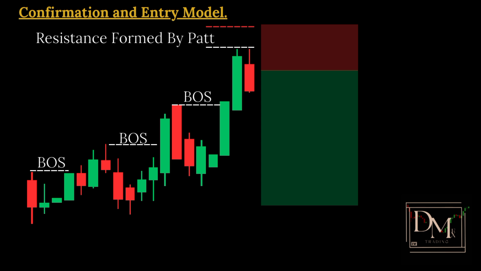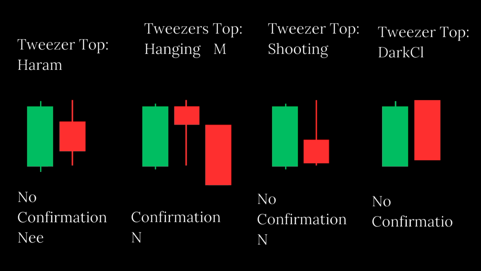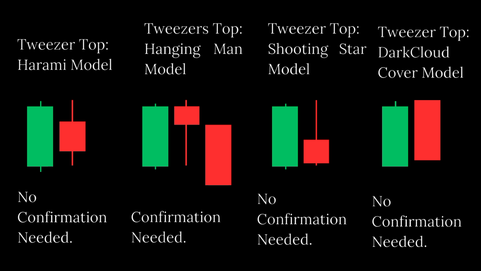The direction of the tweezer top candlestick pattern varies depending on the specific variation, as certain combinations provide immediate bearish signals upon completion, while others require additional candlestick confirmation for higher reliability. The need for confirmation is influenced by the strength of the bearish reversal signal inherent in the second candlestick.